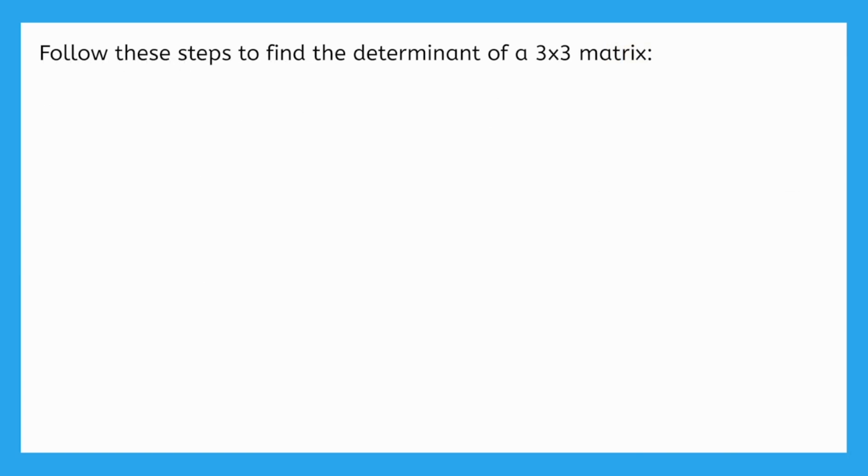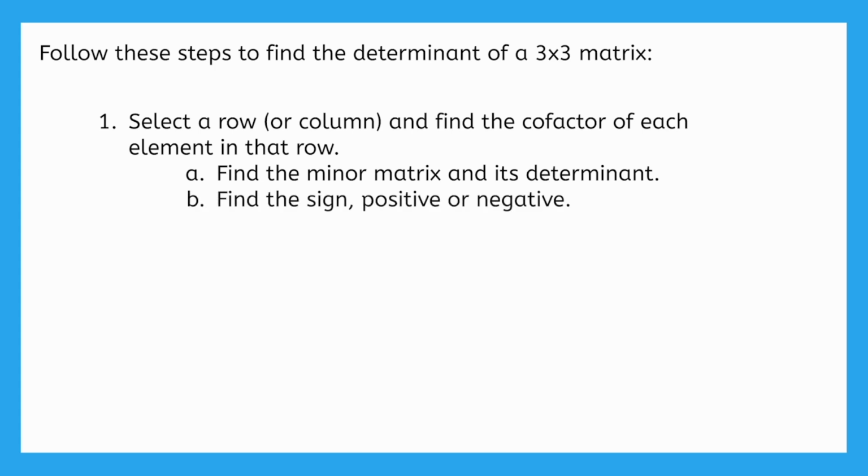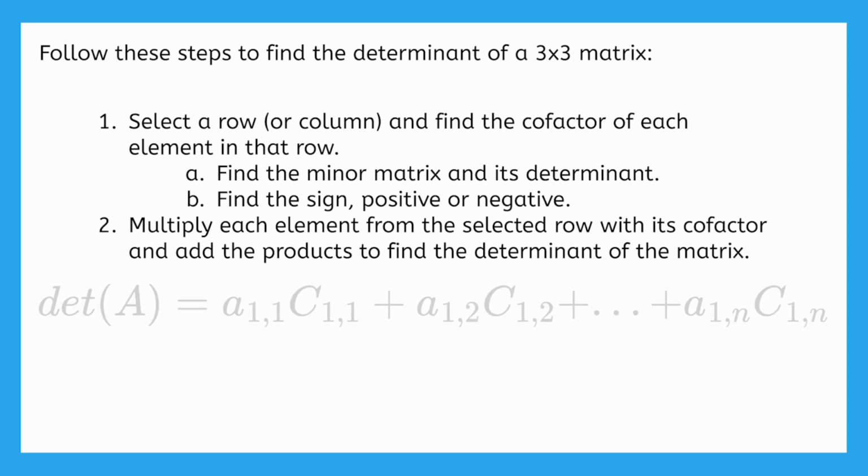To find the determinant of a 3 by 3 matrix, we select a row from the matrix and find the cofactor of each element in the row. This involves finding the minor matrix and its determinant, and then finding the sign, positive or negative. Next, we multiply each element from the selected row with its cofactor and add the products together to find the determinant of the 3 by 3 matrix. In math words and symbols, it looks like this.